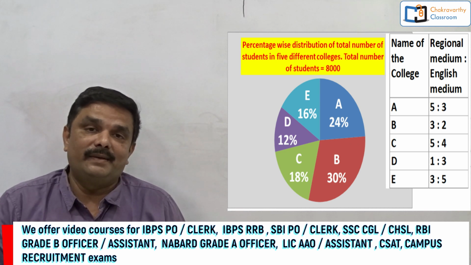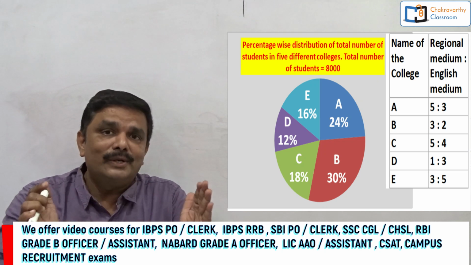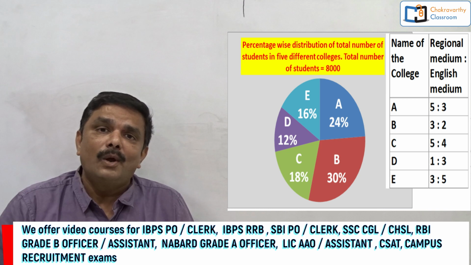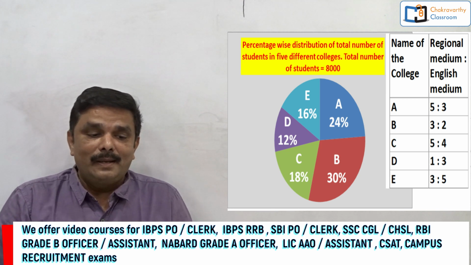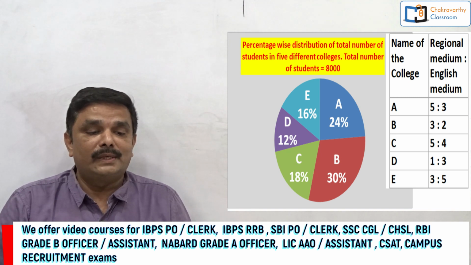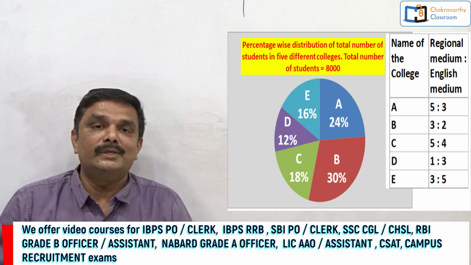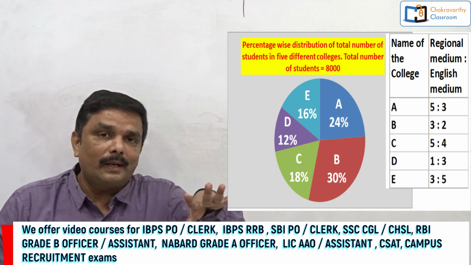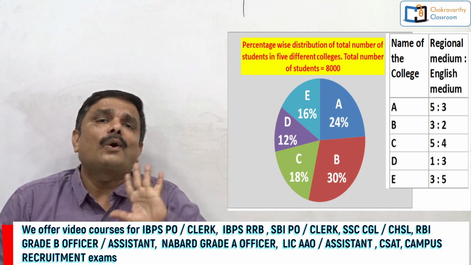One pie chart is given. Pie chart is nothing but distribution, followed by one table they have given. What they have discussed in the pie chart: percentage wise distribution of total number of students in 5 different colleges in a city. They have provided the data about 5 different colleges.